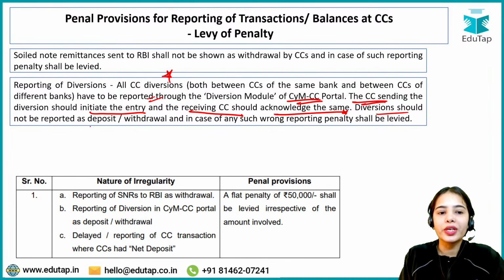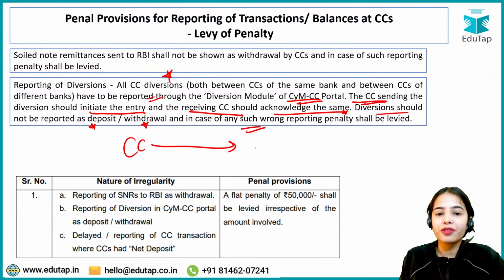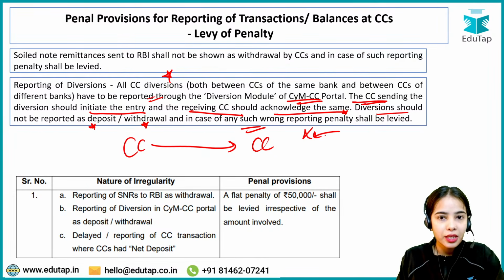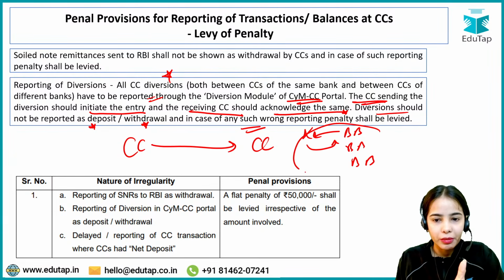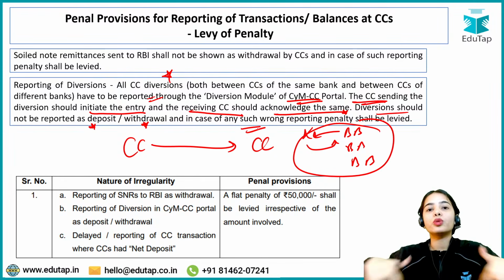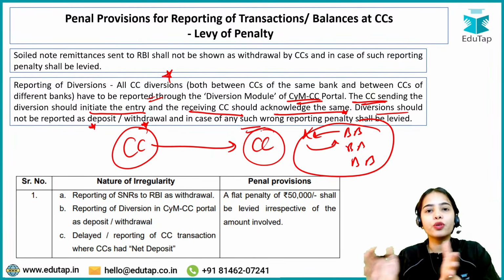Diversion should not be reported as deposit or withdrawal. In any case of such wrong reporting, the money is just being transferred from one currency chest to another currency chest. The bank branches, the linked bank branches, are neither depositing nor withdrawing money. From the currency vault, the money is not being transferred to the linked bank branches, just from one currency chest to another currency chest.